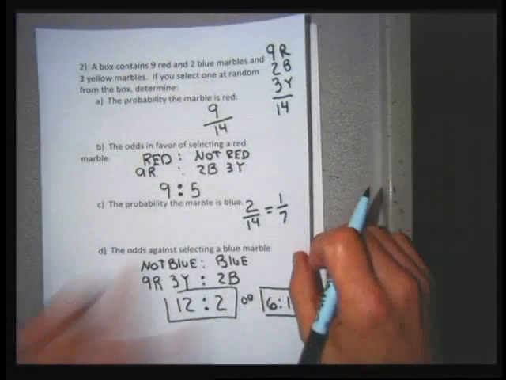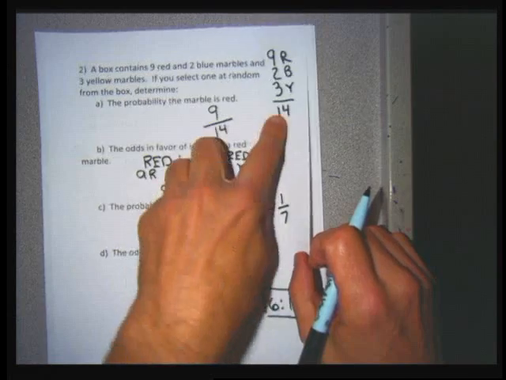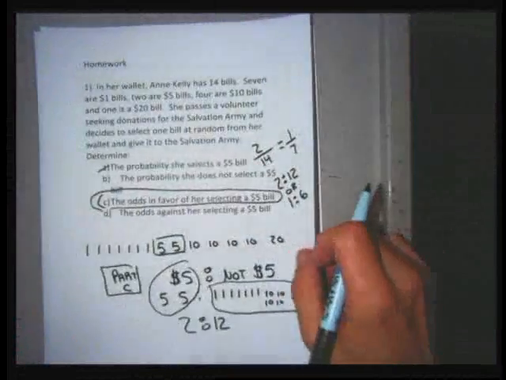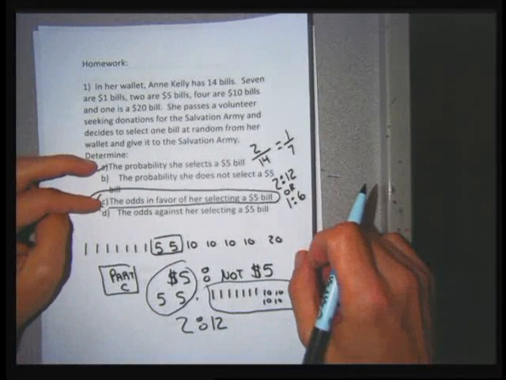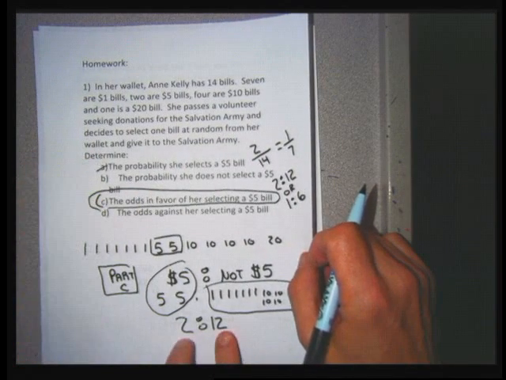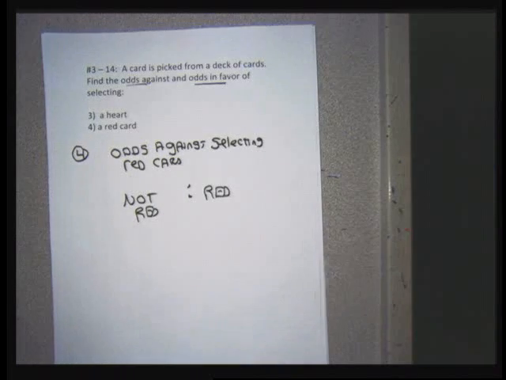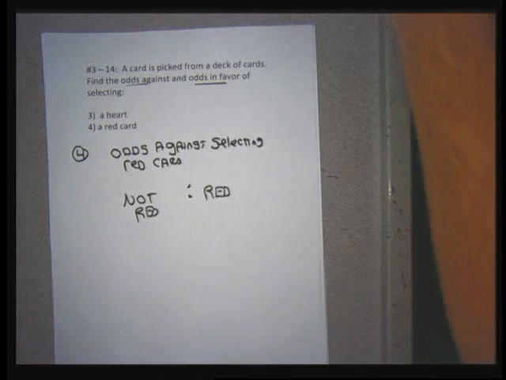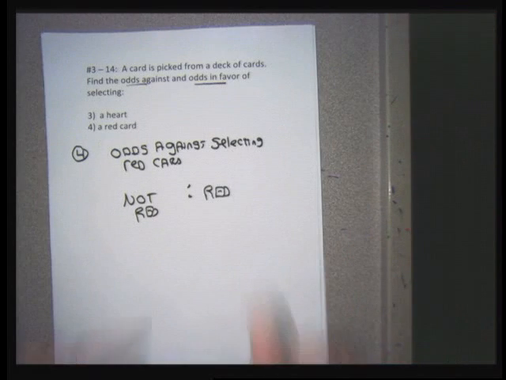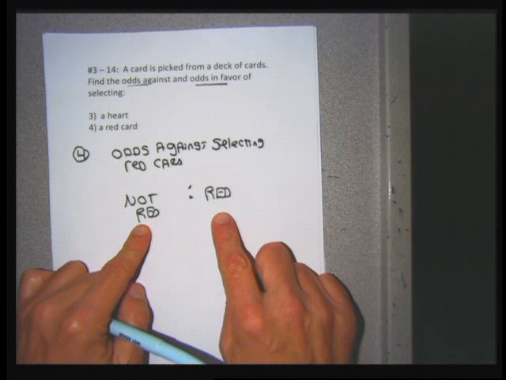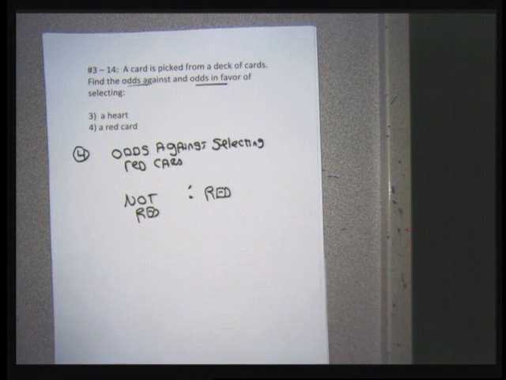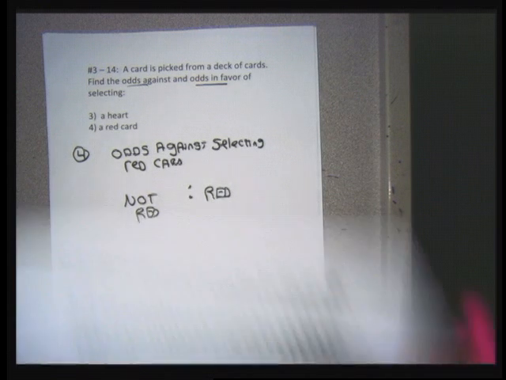In the odds questions for my marbles before, my odds numbers had to add up to 14 because there's 14 marbles in that particular box. For the odds question for Anne, the odds numbers before reduce had to add up to 14 because there's 14 bills in her deck. So for each of the card odds questions, I need my numbers to add up to 52 because there's 52 cards in a deck of cards. Now I need to figure out how many cards in a deck aren't red and how many cards are red.